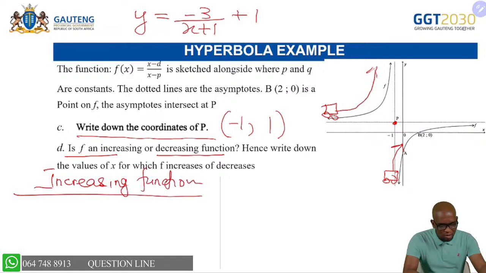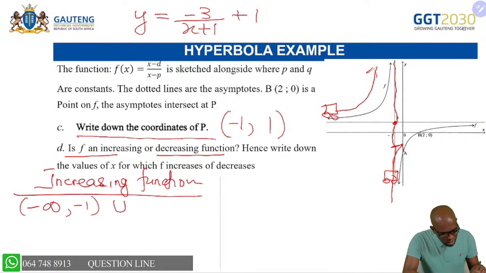Now they say write down the values of x for which the function increases. Now this function increases. Remember, it's not defined on this line. The function is not defined on that line. So it increases from minus infinity until where it's not defined, that is minus 1. It also increases just after the line where it's not defined, that would be minus 1 to positive infinity. That is one way of writing the values of x for which it increases.